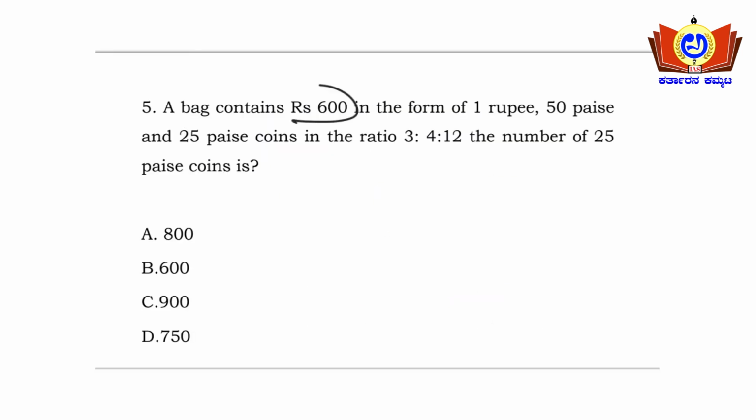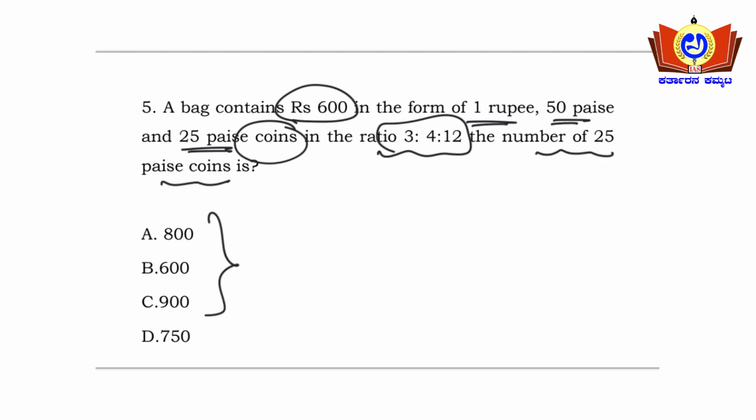A bag contains rupees 600 in the form of 1 rupee, 50 paisa and 25 paisa coins in the ratio of 3 is to 4 is to 12. The number of 25 paisa coins is, okay, 4 options have been given. I'll solve it on the next page here. What is the given data here? The given ratio is 3 is to 4 is to 12.